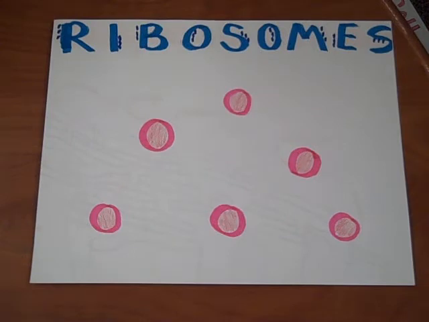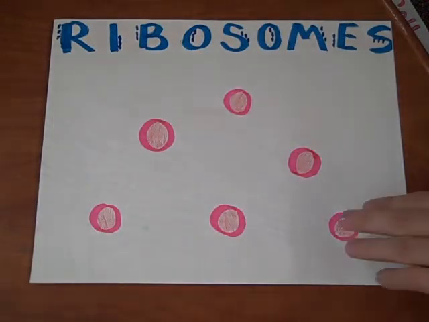Ribosomes are the factories that assemble proteins. They are small particles of RNA and protein that can be found throughout the cytoplasm. They are found in cells that are active in protein synthesis. Ribosomes follow coding instructions sent by the nucleus to assemble proteins.